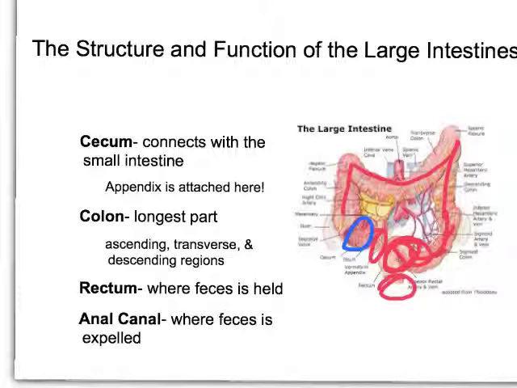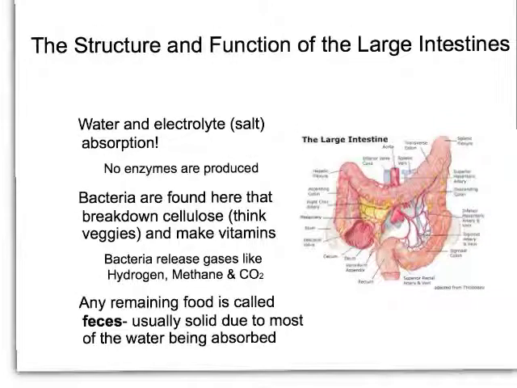So the colon is that longest part that we saw. We said ascending, transverse, and descending regions. So that's where a lot of the absorption for the large intestine is going to take place. The rectum is where feces is held before it is expelled through the anal canal. Alright, so in the large intestines, the biggest thing here that's going to happen is water and electrolytes or salts are going to be absorbed.